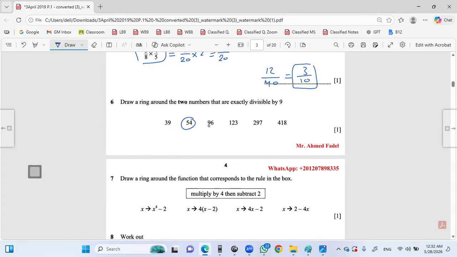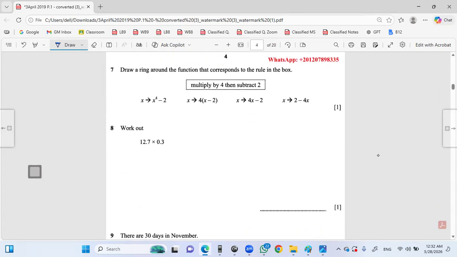Definitely 9 times 1. 9 plus 6, 15. Nope. 1 plus 2 is 3. Plus 3 is 6. No. 2 plus 9 is 11. 11 plus 7 is going to give you 18. Yes. 4 plus 1 is 5. 5 plus 8 is 13. No. And they told you already only two numbers.